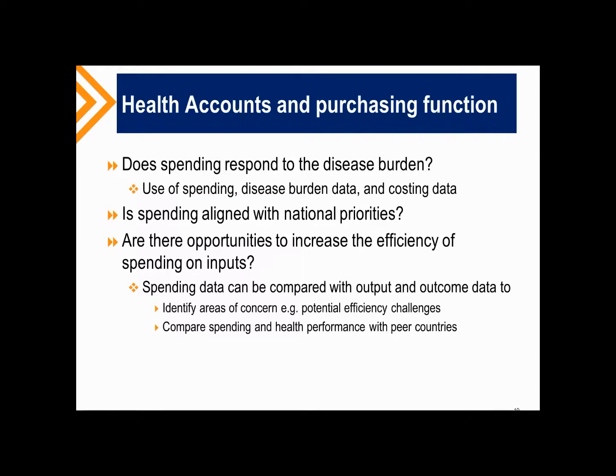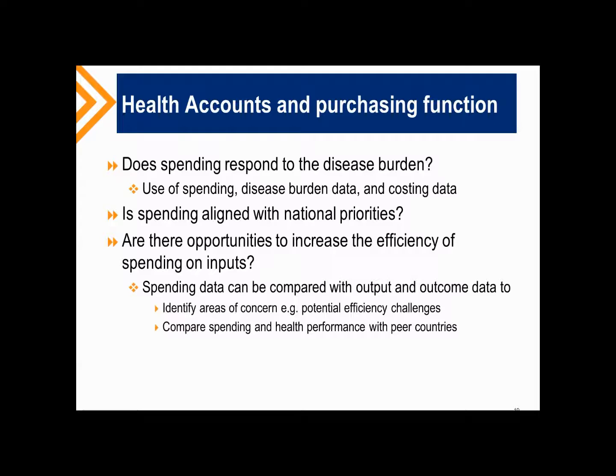Now there are some key purchasing questions that countries must have a good grasp of. For example, does health spending respond to the disease burden in the country? Countries can use health accounts with disease burden and costing data to understand whether health spending may need reallocations. Similarly, policymakers have to ensure that their spending is aligned with the priorities that were set in national strategic plans. And by comparing health accounts with costed plans, policymakers can track whether the spending is being allocated to the areas that will help to achieve national targets.